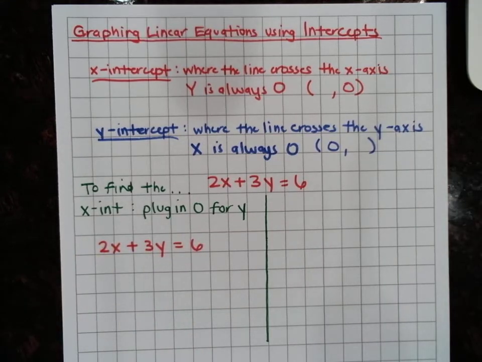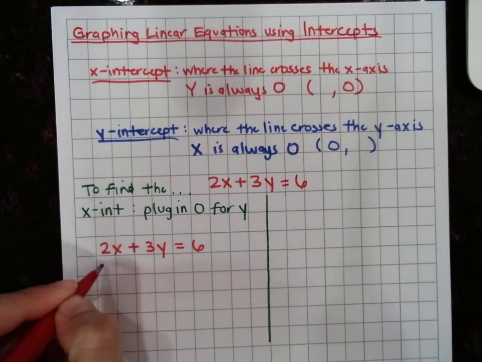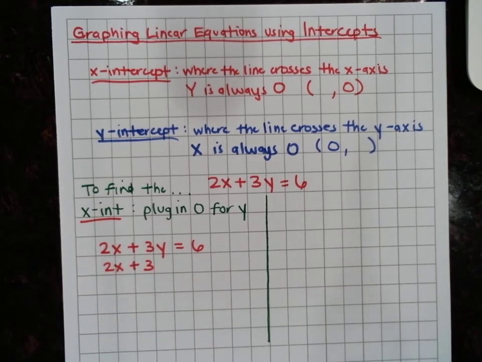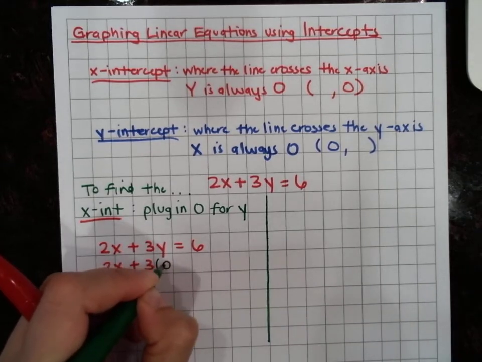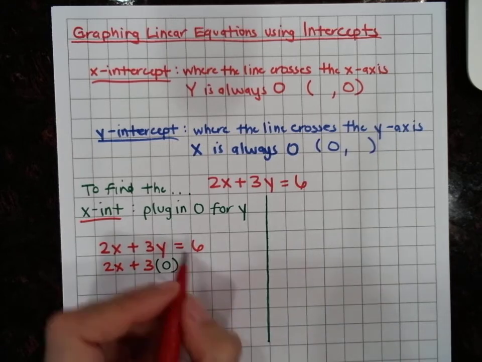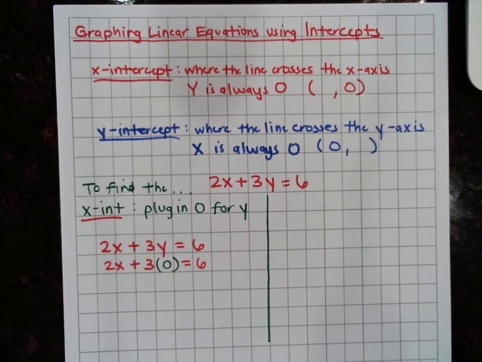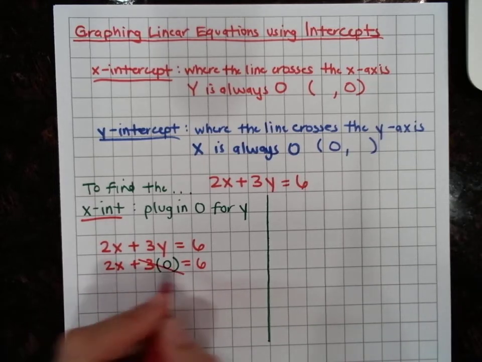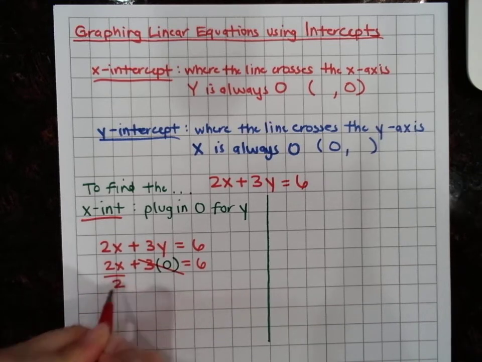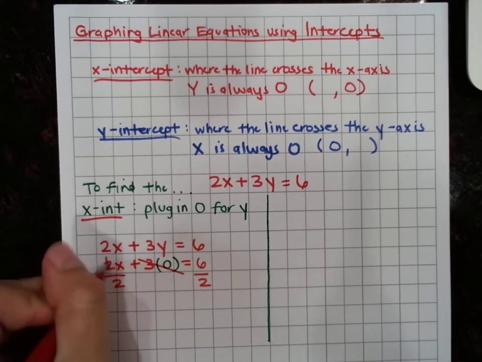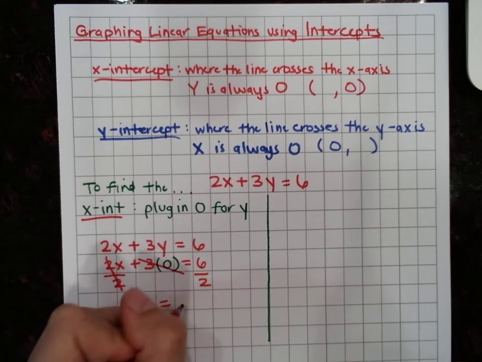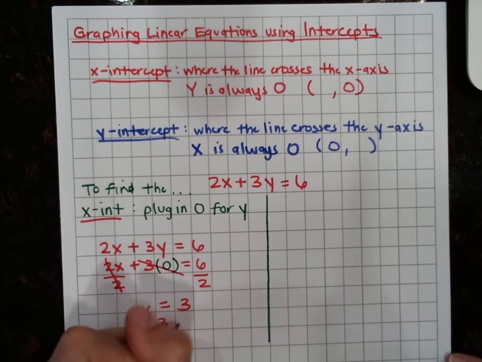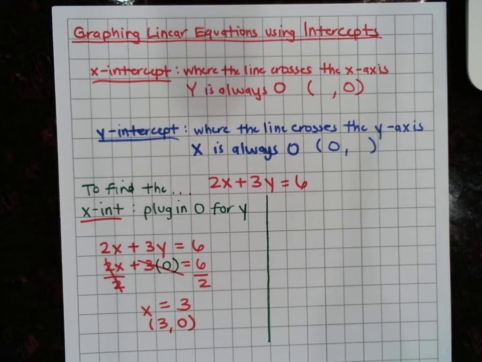So we have to plug in 0 for y, since we're trying to find the x-intercept. So 2x plus 3, but we know that y is going to be 0 since it's the x-intercept, equals 6, and then we'll solve for x. So 2x plus 3 times 0, well 3 times 0 is just 0. So we have 2x equals 6, so we divide both sides by 2, and x equals 6 divided by 2, which is 3. And so our x-intercept is (3, 0).